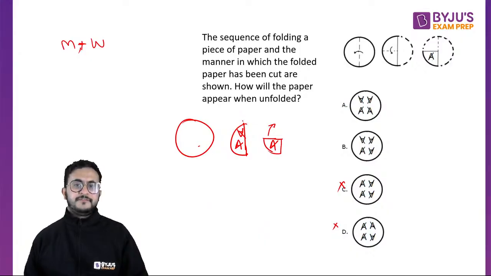Now when it is half and you fold it back, what will happen? It will be a mirror image of what is being shown here. So it was an image like this, so we will have a mirror image like this. The mirror image will look like this, and that is option A.